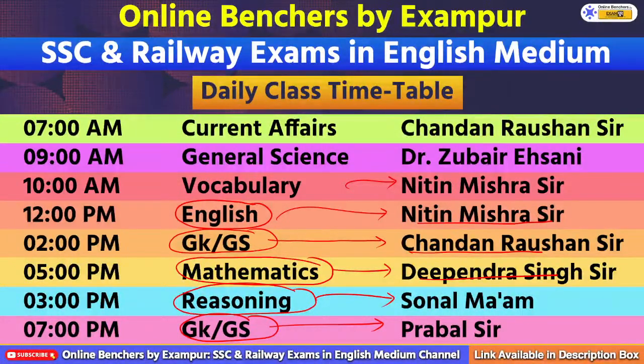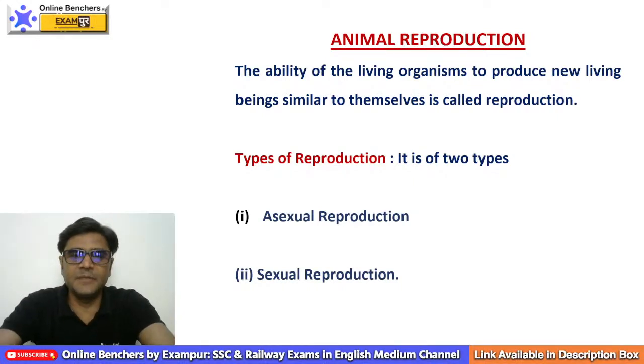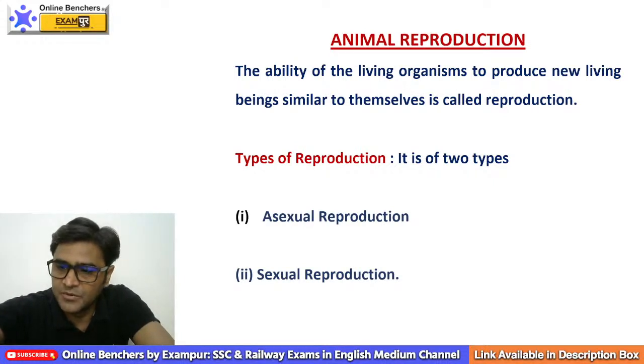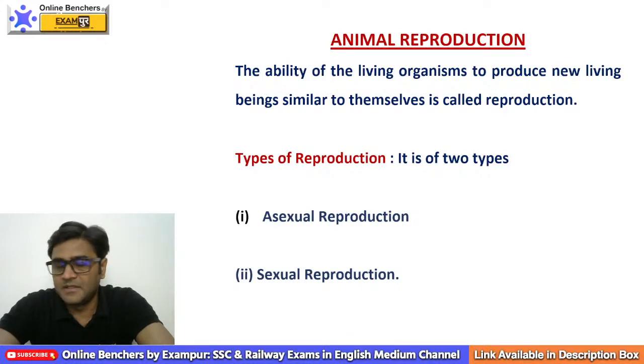Now let us start with the topic animal reproduction. Tell me, what is reproduction? What do you mean by reproduction? It is very simple, guys. The production of new organisms from pre-existing organisms is known as reproduction. The ability of the living organism to produce new living beings similar to themselves is known as reproduction.